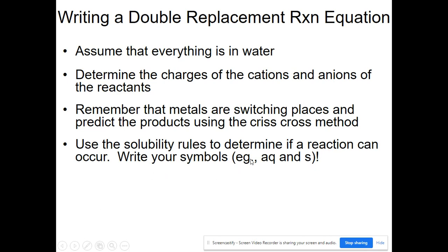So when you're writing these types of reactions, you have to assume that everything you see in your reaction is in water. You're also going to have to, just like we did last class, figure out the charges of your cations and anions of your reactants. You have to remember that the metals or nonmetals are switching places, and then predict the products using the crisscross method. The new thing is that you're going to use the solubility rules, and we'll go over how to use those to determine if the reaction can occur. You will need to write your symbols like AQ for aqueous or S for solid. And remember, aqueous means it's dissolved in water.